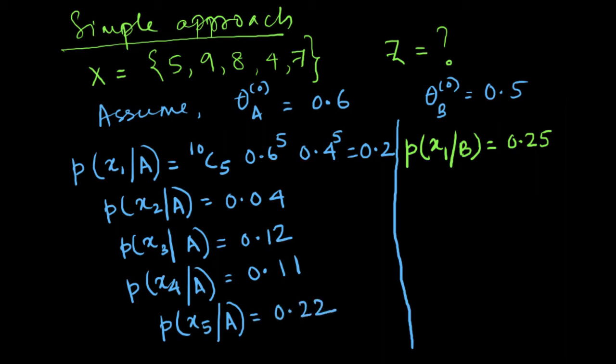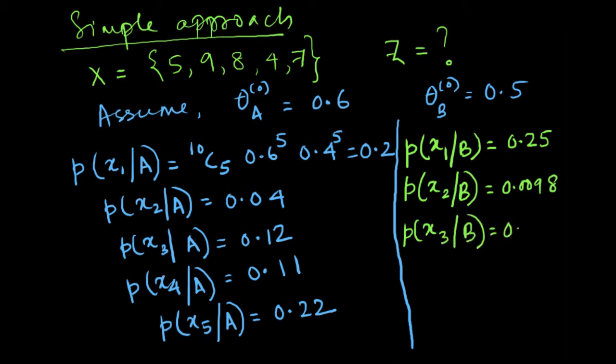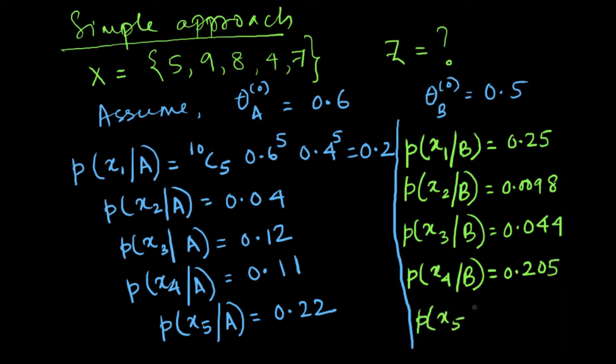We can do the same computation assuming that the coin chosen was B. So P of x2 given B is equal to 0.0098. P of x3 given B is equal to 0.044. P of x4 given B is equal to 0.205. P of x5 given B is equal to 0.117. So what did we do over here?